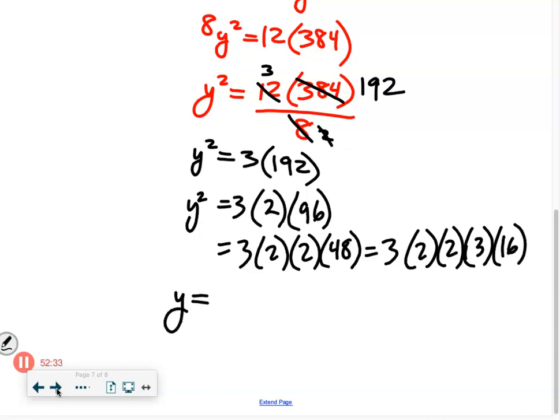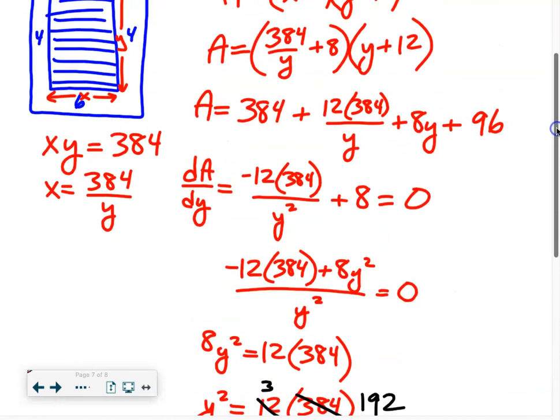So the square root, there's going to be a 3, a 2, and a 4. So 3 times 2 is 6 times 4 is 24. So I get my y of 24. That was a long time finding the square root of 3 times 192. It probably would have been easier if I just multiplied it out and figured out the square root. But anyway, I get a y of 24.